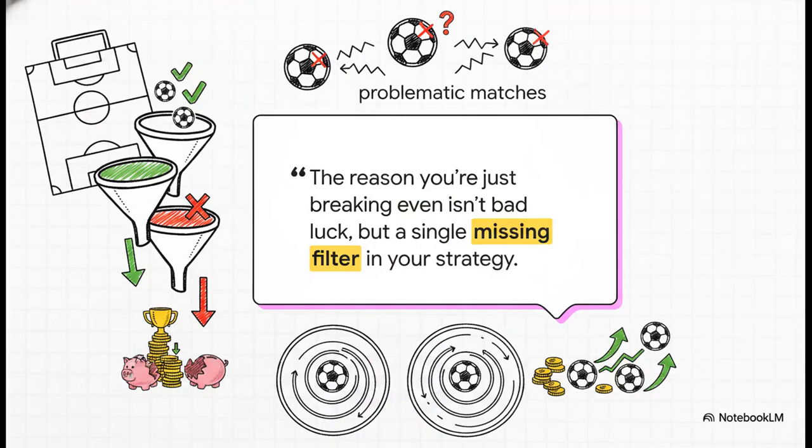So, the whole premise here is that this break-even cycle is caused by what we'll call problematic matches. Those games that look great on paper, but then just end up draining your bankroll. The key isn't about trying to guess better. It's about building a system that automatically weeds those bad apples out.